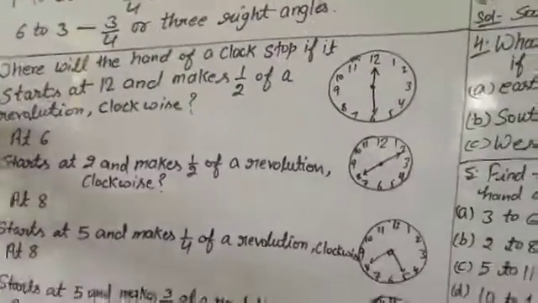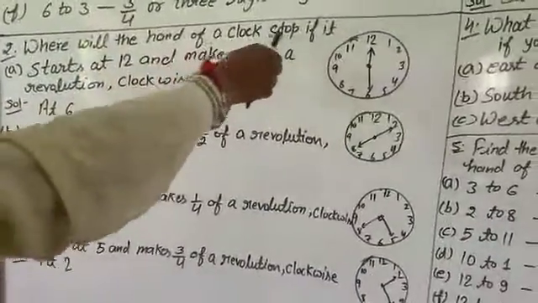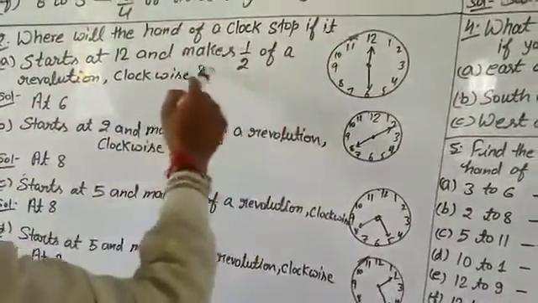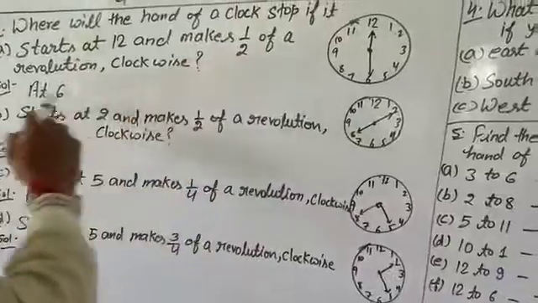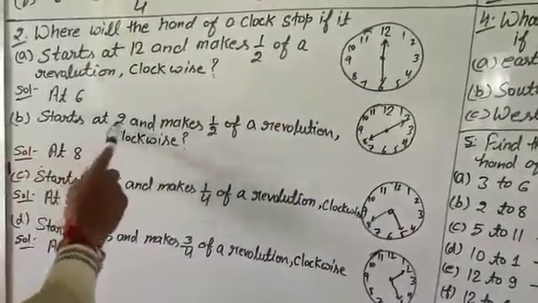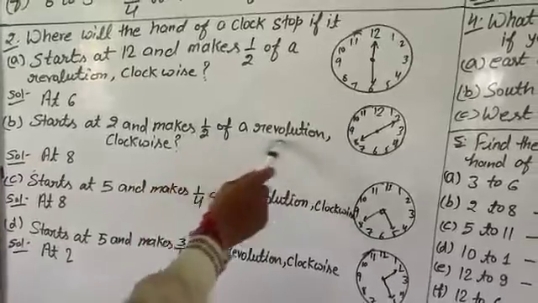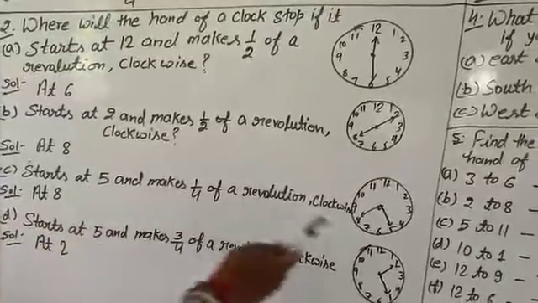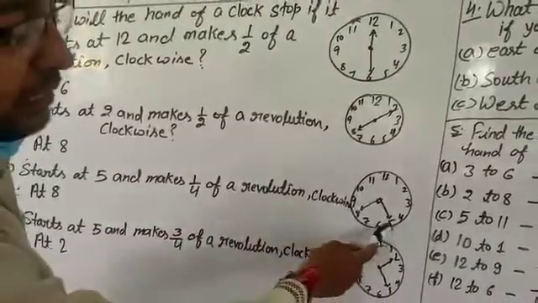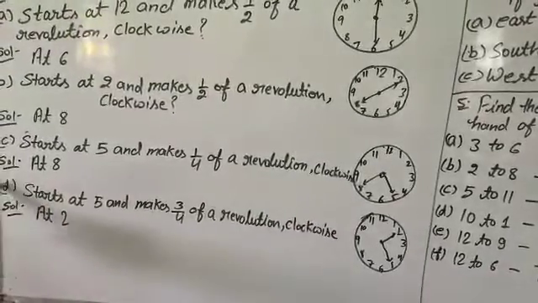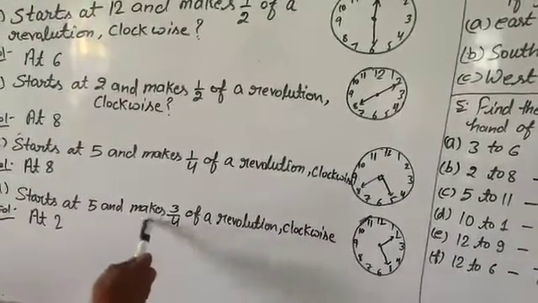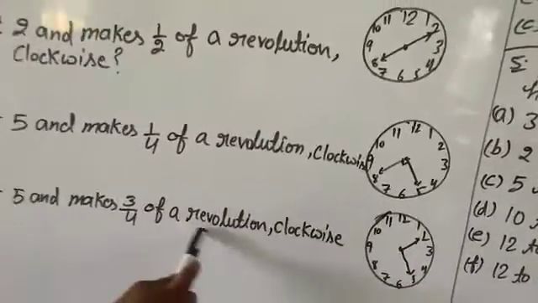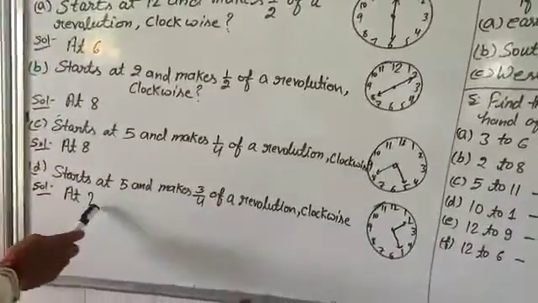Now the second question. Where will the hand of a clock stop if it starts at 12 and makes 1/2 of a revolution? Start at 12, making 1/2 means 180 degrees, so at 6. Now second, start at 2 and again 1/2 of a revolution, 180 degrees, so at 8. Now C, start at 5 and 1/4 means 90 degrees, again at 8. D part, start at 5 and 3/4 of a revolution clockwise, 1 2 and 3, means at 2 o'clock.